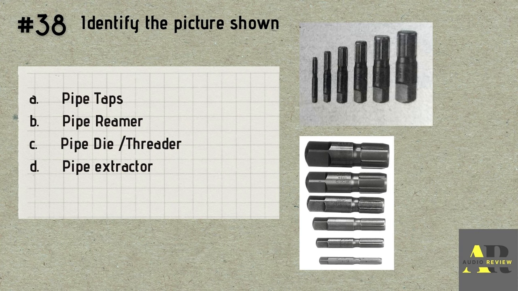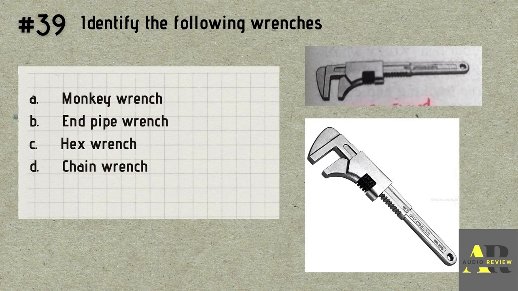Question 38. Identify the picture shown. Is it A. Pipe taps, B. Pipe reamer, C. Pipe die slash threader, or D. Pipe extractor? The answer? It's D. Pipe extractor. A tool used to remove broken threaded ends of pipe or fittings.